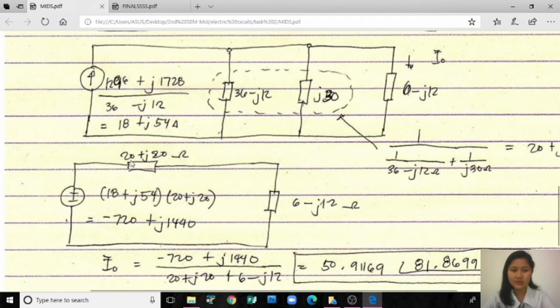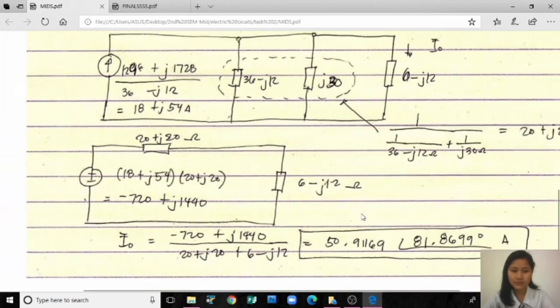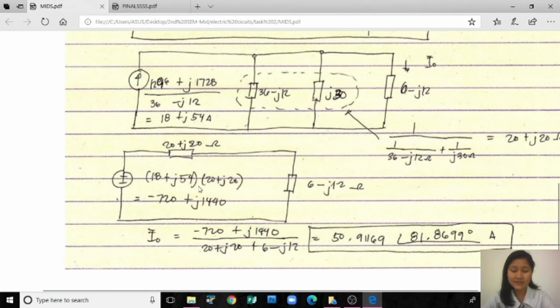We have here the 20 plus j20 ohms in series with 6 minus j12 ohms. From this figure, we can now find the value of Io using Ohm's law. Io is equal to the source voltage, which is negative 720 plus j1440, divided by the resistance. Since these two are in series, we just add them in the denominator. The value of Io is therefore 50.91169 angle of 81.8699 degrees amps.